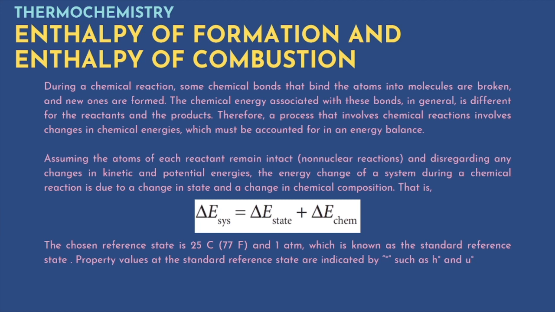balance. Assuming the atoms of each reactant remain intact and disregarding any changes in kinetic and potential energies, the energy change of a system during a chemical reaction is due to a change in state and a change in chemical composition. That is, delta E system is equal to delta E state plus delta E chemical composition. The chosen reference state is 25 Celsius or 77 Fahrenheit and 1 atm, which is known as the standard reference state.